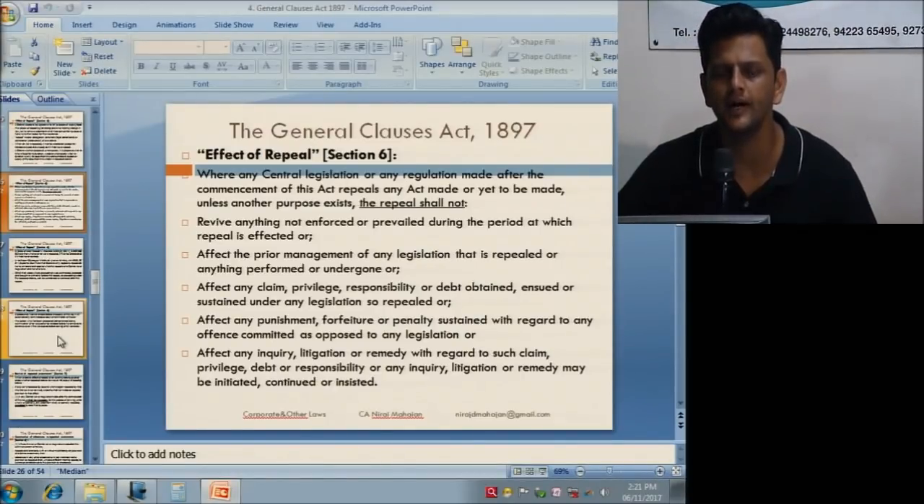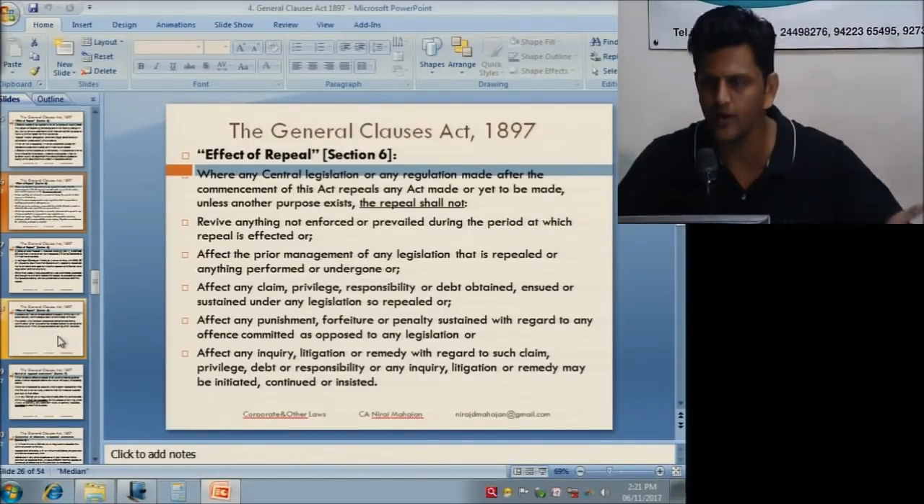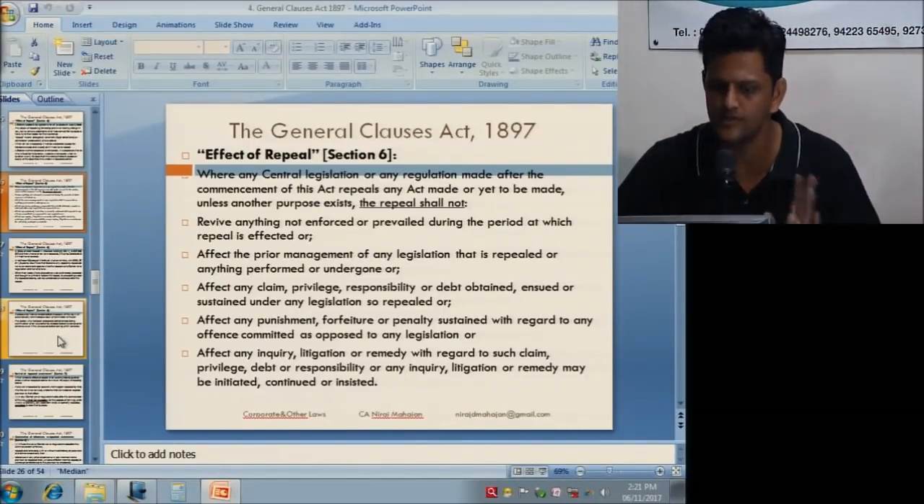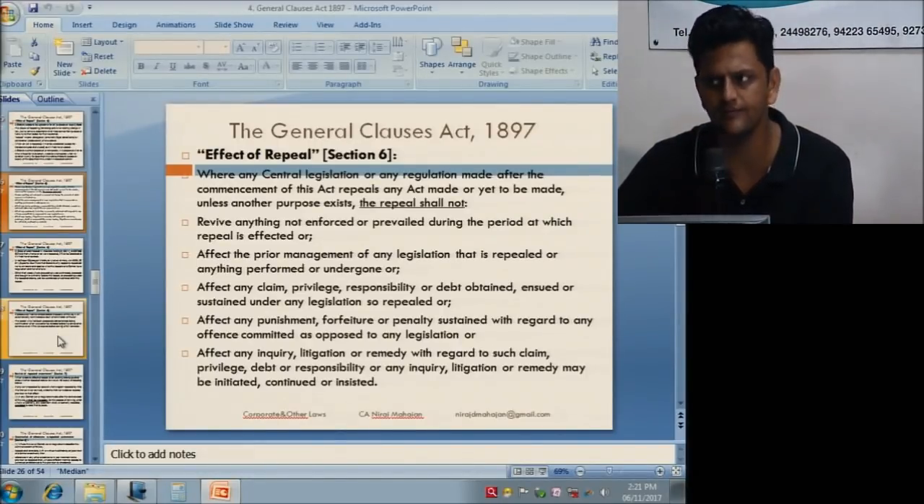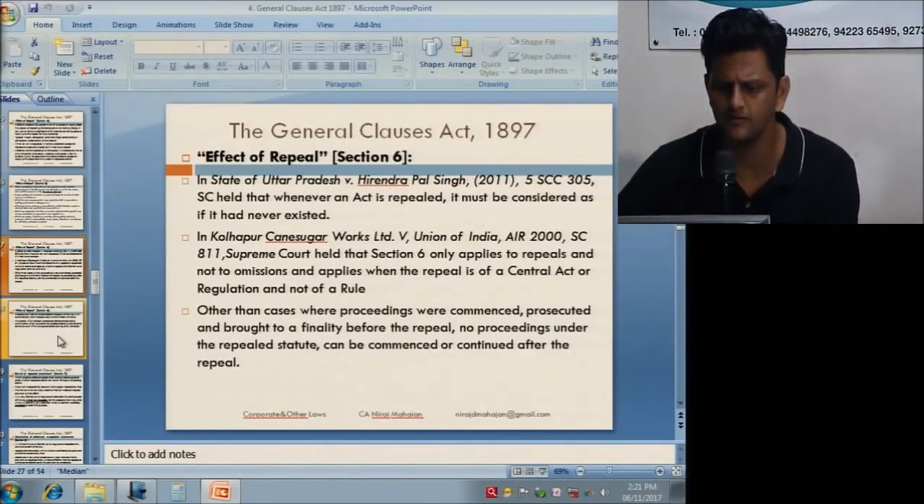If in any act the punishment given is 7 years and after that the act is repealed, you cannot change that, even if in the new act it is 10 years or 5 years. No rights, no duties, no obligation, nothing will change of what existed in the previous act. Yes, this we have discussed. So the effect of repeal is what? The effect will be given such that we will consider that it never existed in the first place.